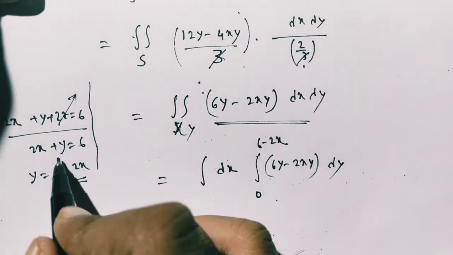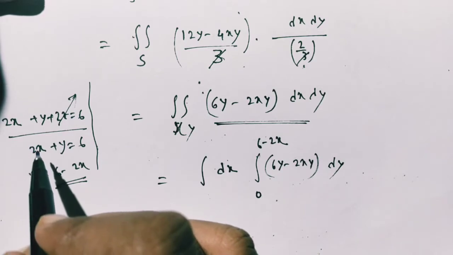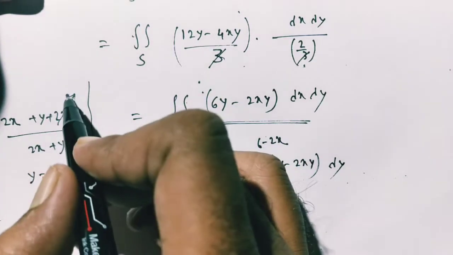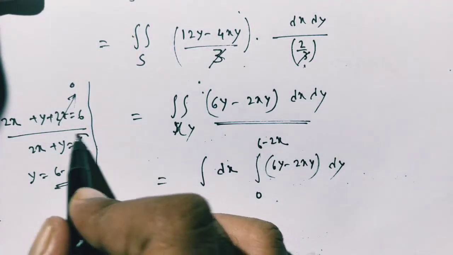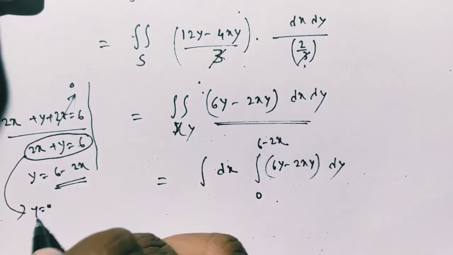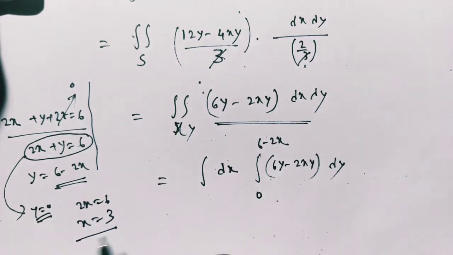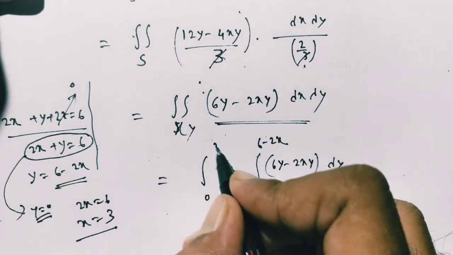When we take the limit of y in terms of y and x, then we have to write z equals 0. But when we talk about the limit of x, then in this expression if we put y equals 0, then 2x equals 6, so x will be 3. The limit of x will be 0 to 3.